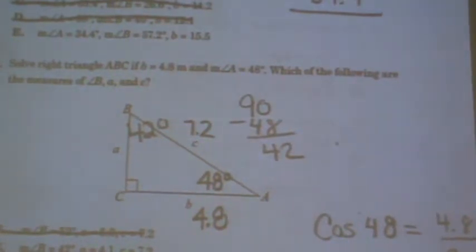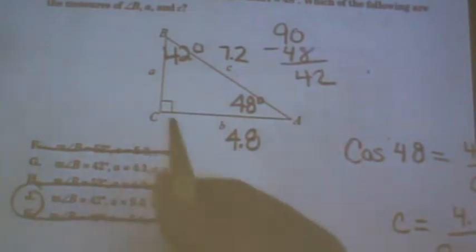Now, I know angle B is 42. Now I gotta figure out A. How are you gonna find A? So it's between these two. Which is A? I would use the Pythagorean theorem, and the answer is J.